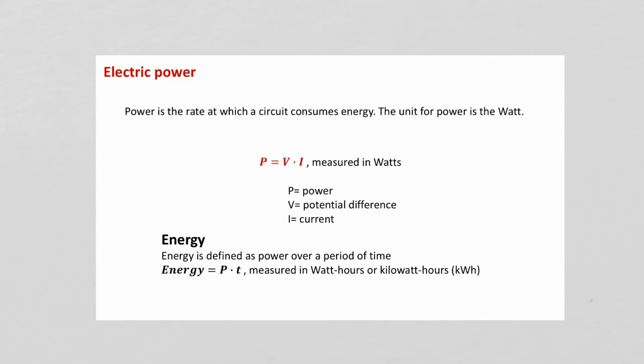If I know the power that's consumed in a circuit, and I also know the amount of time for which this power was consumed, if I multiply the two, the power and the time, then that gives me the amount of electrical energy that was used by the circuit. So the amount of electrical energy is the product of the power and the time for which the circuit was used. The units in which electrical energy is measured are watt-hours or kilowatt-hours.